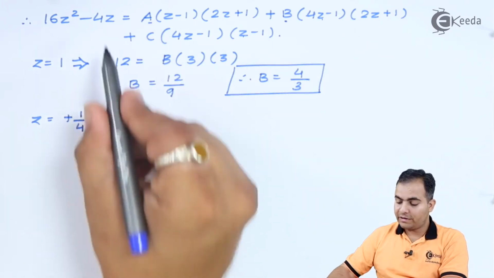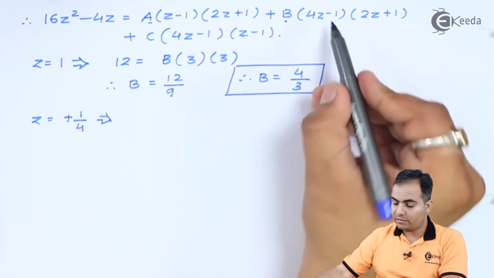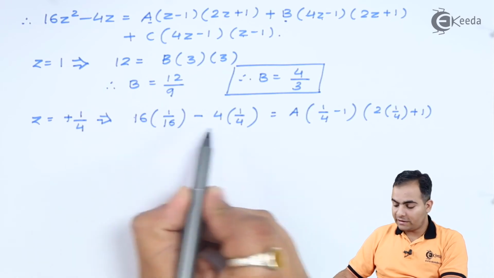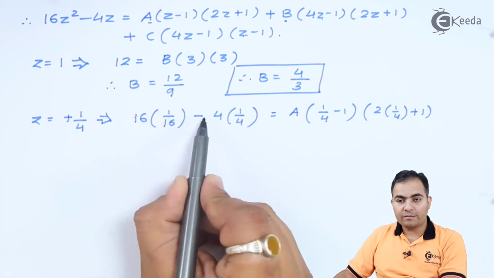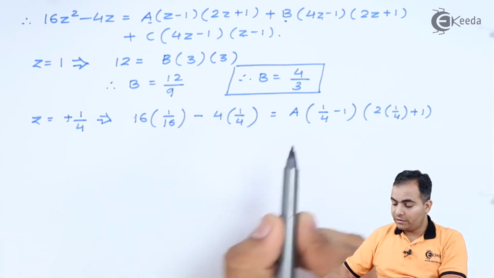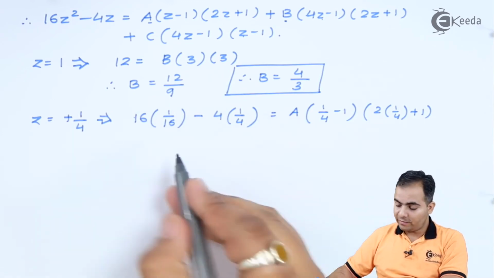Now I'll substitute z over here and only over here, because the rest of the two values are replaced by 0. Now 16 gets cancelled, 4 will get cancelled, so we'll have 1 minus 1, which is 0. So if we have a 0 on the left hand side, automatically my A value becomes 0.